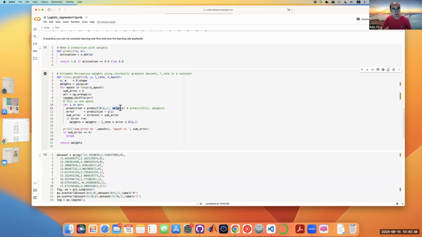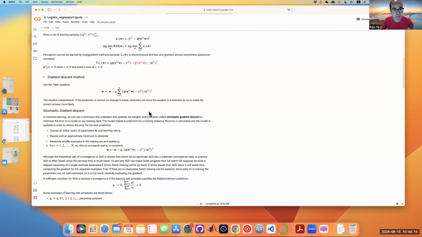This is a single vector. I'm going to make a prediction based on the prediction function that we had. So this will be my prediction, either 0 or 1. Then I'm going to calculate the error, square the error, and sum them together. Then I'm going to update if the error is not equal to 0, because if the error is 0, there's no need to update. So this will be learning rate times error times x of i. As suggested right here, the stochastic gradient descent method is being done. So this is the error.